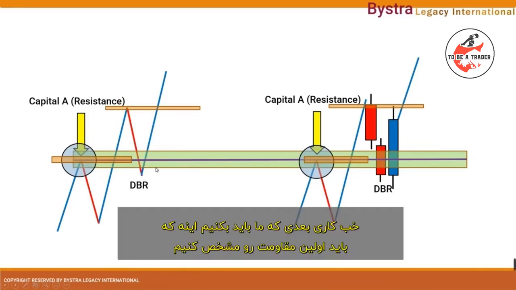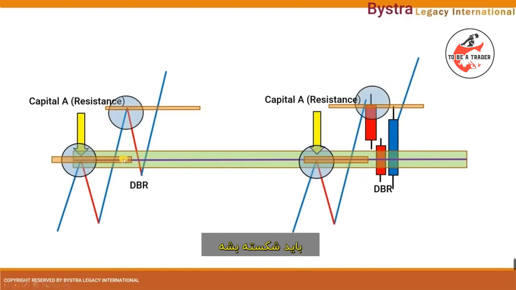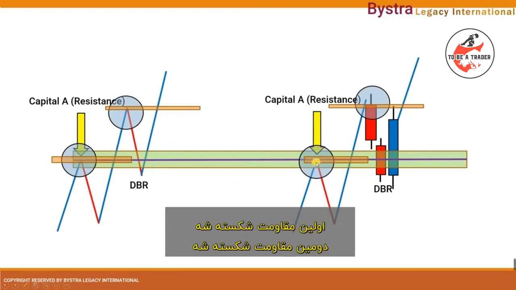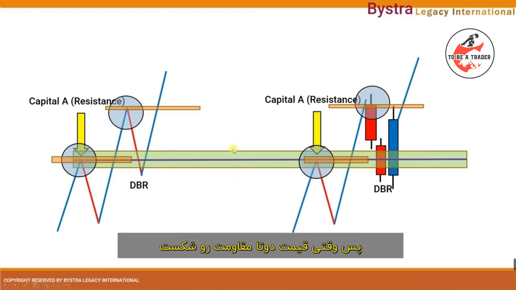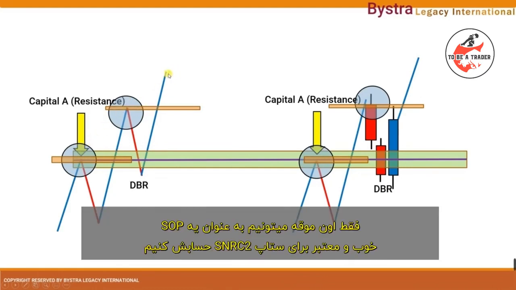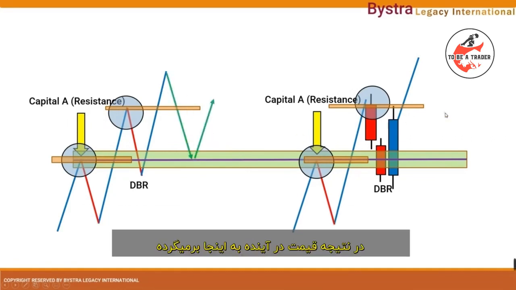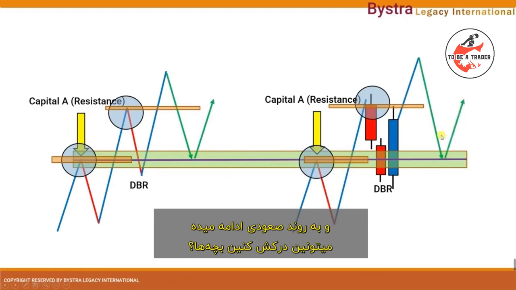Next thing we should do is mark the first resistance. It must be broken. Second resistance must be broken. First resistance broken, second resistance broken. So once it broke two resistance, the third SOP, then only we can count this as a good, valid SOP for SNRC2. Price will then come back here and continue on the uptrend.